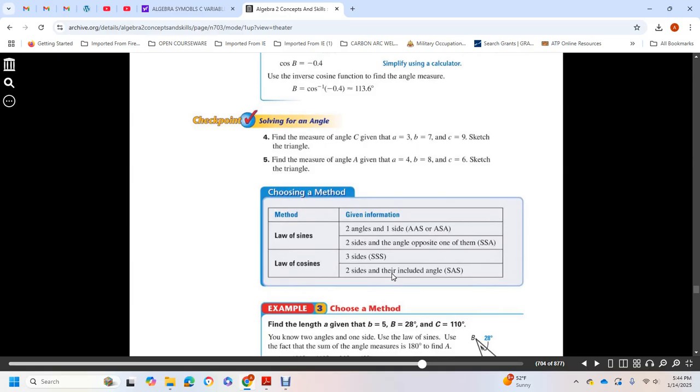Choosing a method. Law of sines: given two angles and one side, angle-side-angle or angle-angle-side, or two sides and an angle opposite one of them, side-side-angle. Law of cosines: given three sides, or two sides and the included angle, side-angle-side.